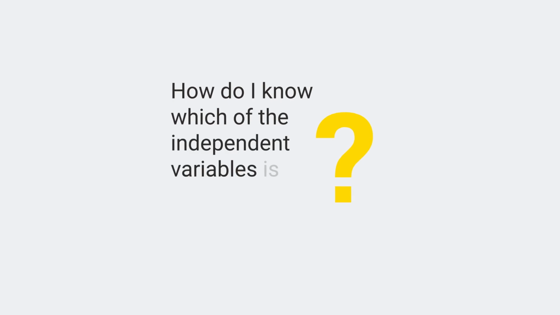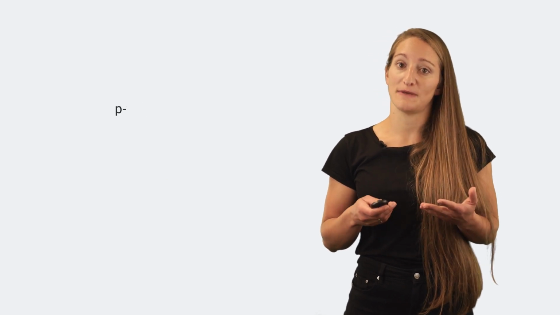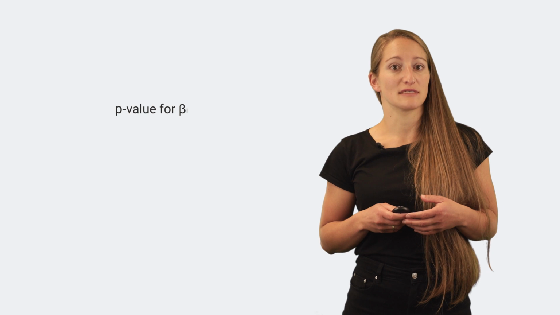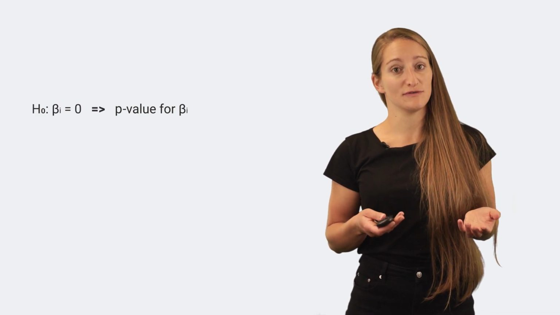How do I know which of the independent variables is actually important? A common way to estimate the importance of an independent variable is the p-value. A p-value is the result of a null hypothesis test, testing whether the coefficient is equal to 0.